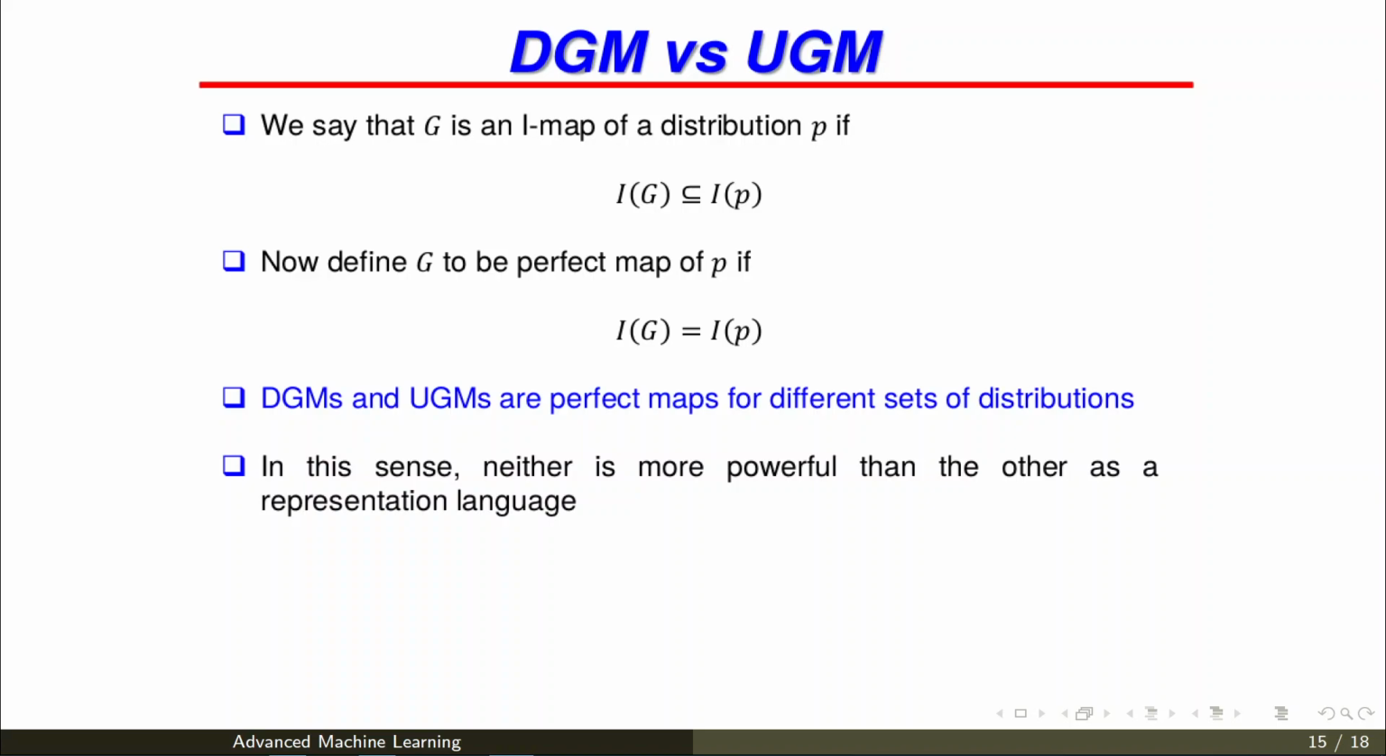Directed models and undirected models are perfect maps for different sets of distributions. So in this sense, we cannot say which one is more powerful.